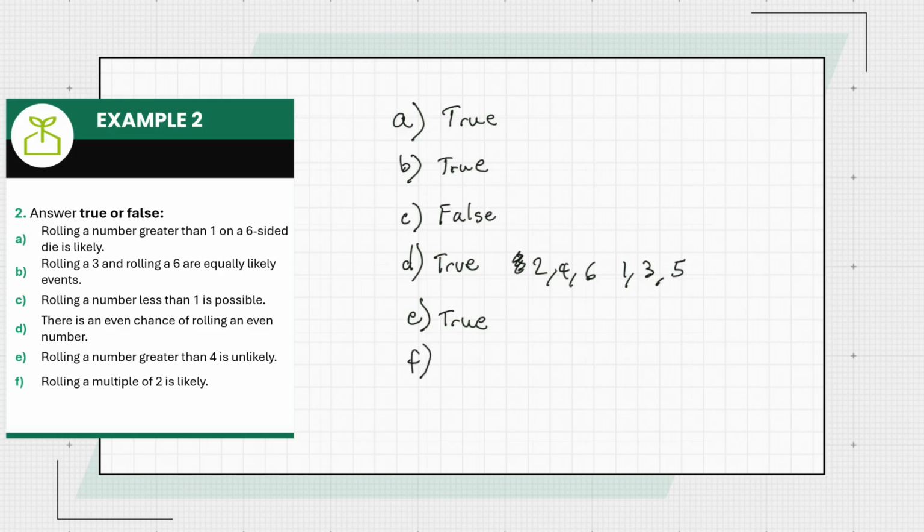Alright, let's look at F. Rolling a multiple of 2 is likely. True. There are 3 outcomes which are a multiple of 2, and there are 3 outcomes that are not. So it's still relatively likely that if I roll a dice, I'm going to end up with an even number. It's not unlikely because it's not an uneven chance. It's just as likely to roll an even as I am to roll an odd, and because of that, it's not unlikely that this could occur. I could roll the dice many times in a row and still find myself getting an even number.